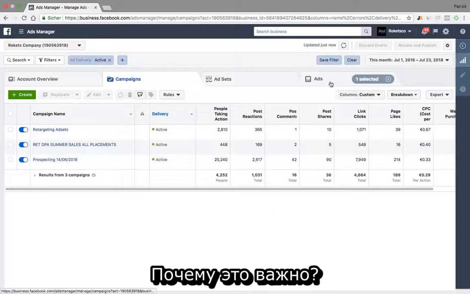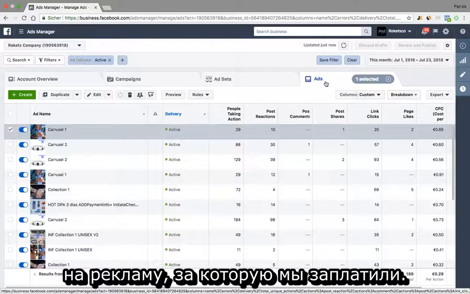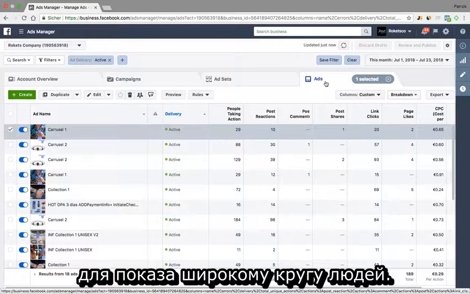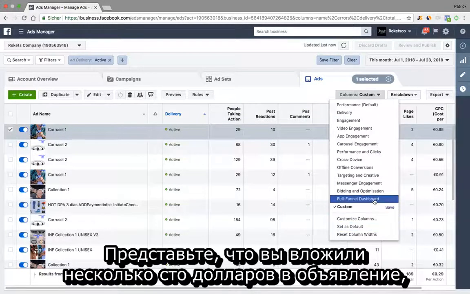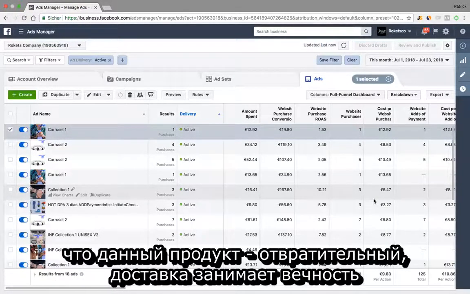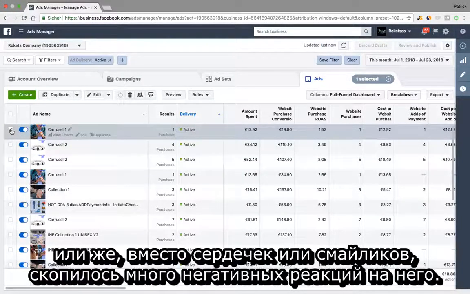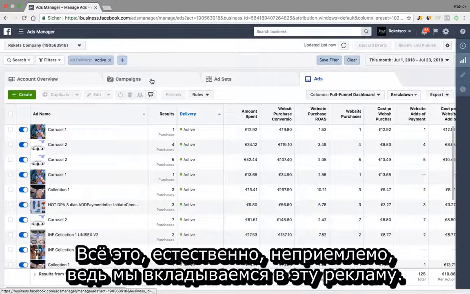So why does it matter? Well, because we really want to avoid having shit storms on ads that we actually pay money for in order to show them to many people. So imagine that you're investing several €100 in one ad and it has a comment that says, oh, these products are terrible and the delivery takes forever, or the customer support sucks, or people just put many bad reactions to it. So instead of a heart or a happy face, they put very negative reactions to that. So all of this is of course not optimal if we invest money in this kind of advertisement.